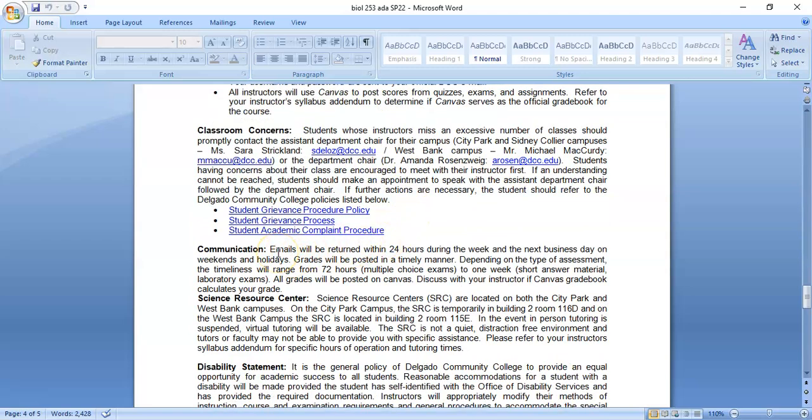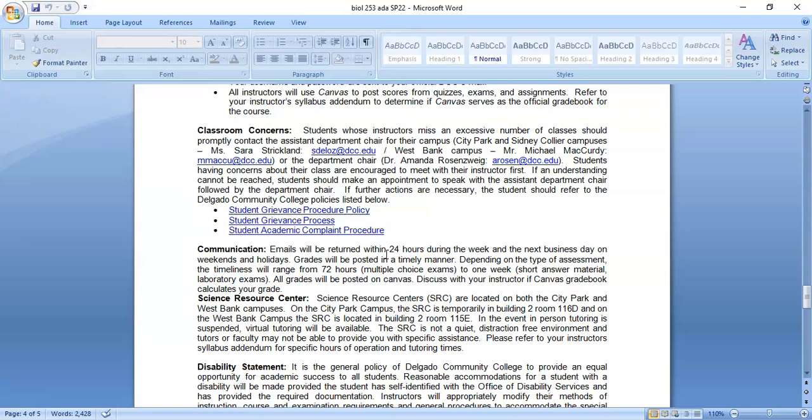Again, communication: the department policy is that emails should be returned within 24 hours. I typically return emails much more quickly than that during the week. On the weekend, it'll be the next business day. So if you email me on Saturday, unless it's an emergency, it'll probably be Monday before I get back to you.